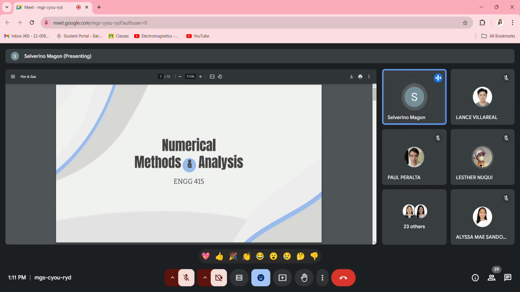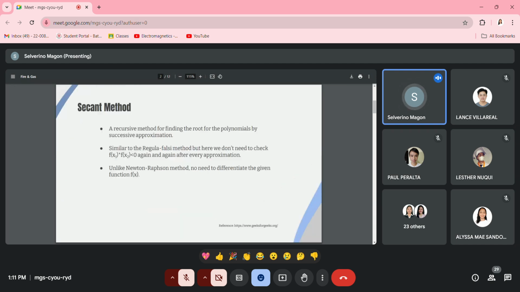All right, thank you. So last time we covered the continuation of the methods for finding roots, mainly the bracketing or closed methods and the open methods. So thank you. And today we will continue with the open methods, beginning with the secant method.